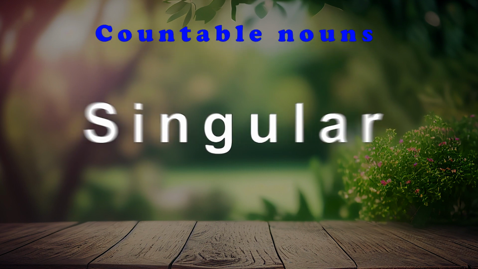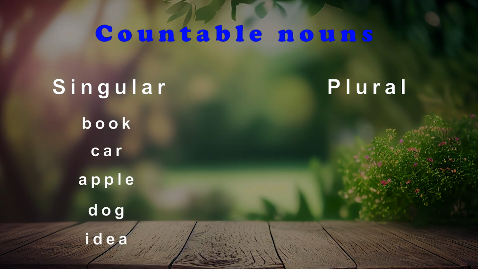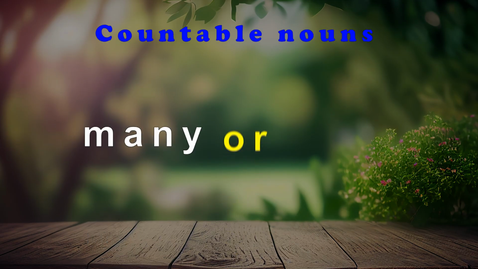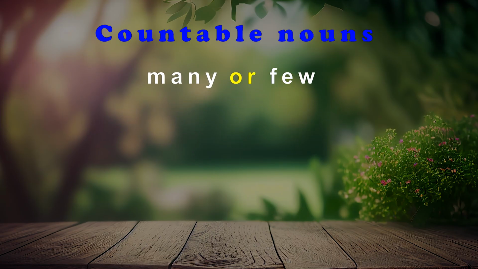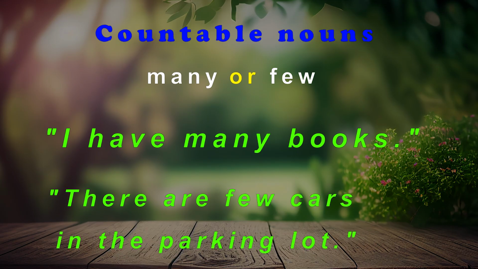They have singular and plural forms. For example, singular: book, car, apple, dog, idea. Plural: books, cars, apples, dogs, ideas. We can use many or few with countable nouns. For example, I have many books. There are few cars in the parking lot.